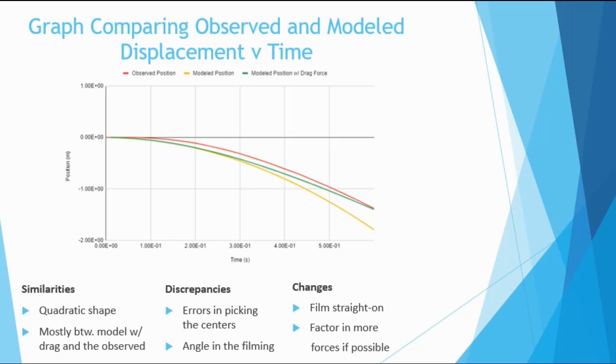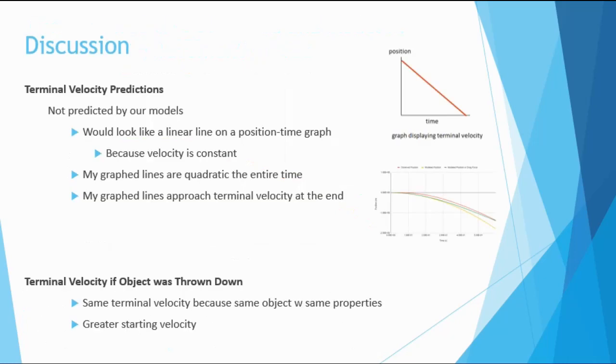Viewing the motion of the object from an angle certainly would affect the analysis of the motion. With this, to improve this comparison of the observed model to the theoretical, I would film the video more straight on. Additionally, possible changes to the model can include factoring in more forces, that is, if they could be identified and calculated. In this lab, the concept of terminal velocity can be explored.